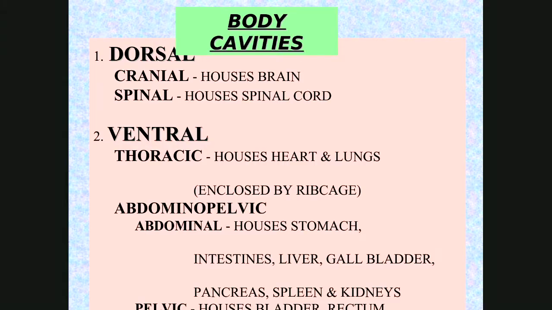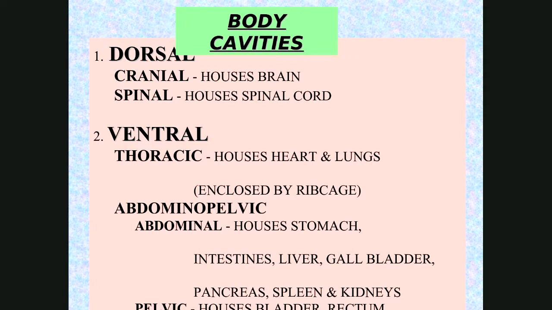Now, some of the body cavities, what are in these things? Well, the dorsal one, the cranial one, as I said, houses your brain. The spinal one houses your spinal cord. The ventral one is thoracic first, that's up in your chest. And that's the one that houses your heart and lungs, and also your esophagus and your trachea that leads down to your stomach and your lungs.